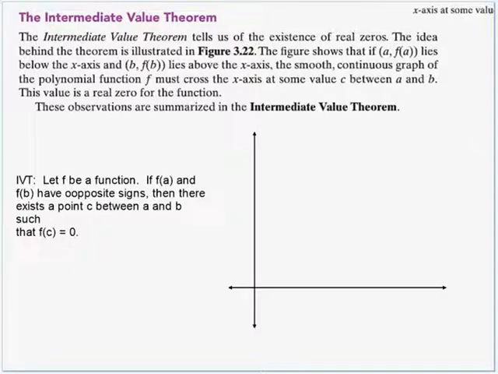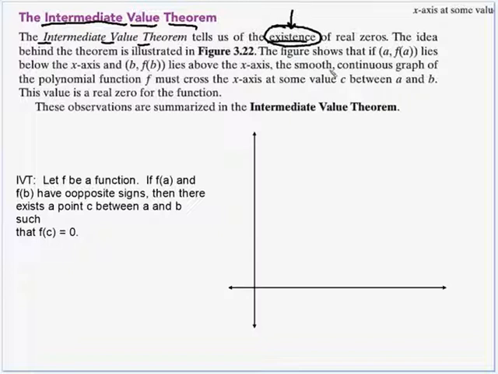Okay, it's time to finish up Chapter 3, Section 2, Polynomial Functions. And we'll start this with the intermediate value theorem. The IVT tells us of the existence of real zeros. This is an existence theorem. It might not exactly tell us how to find the zero, if it is possible to find it at all. But we do know that such a number is out there.